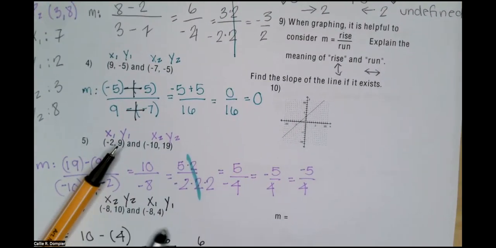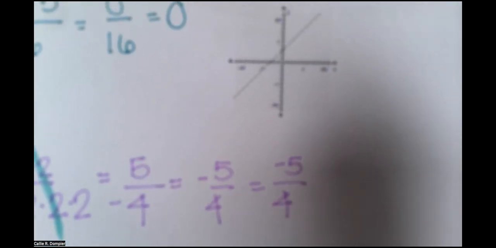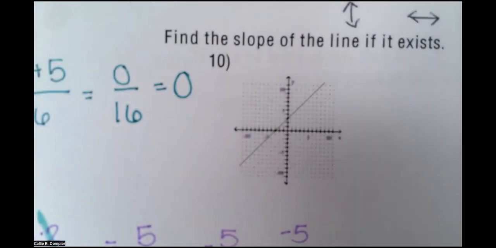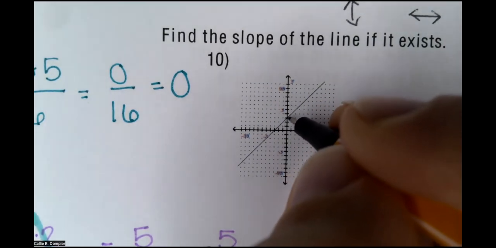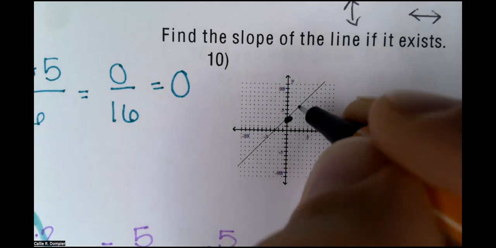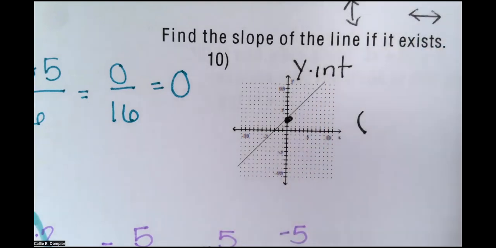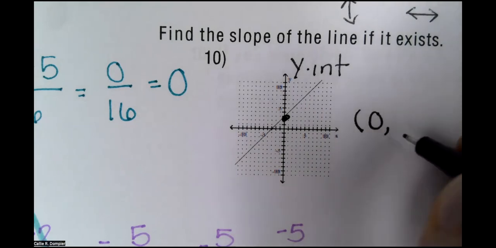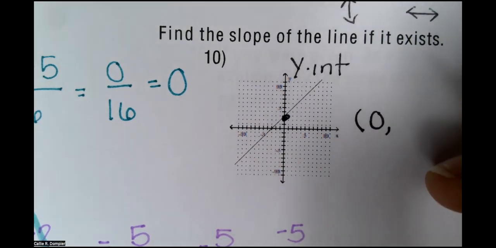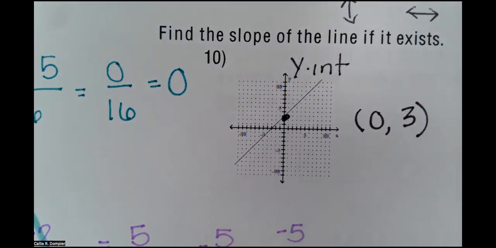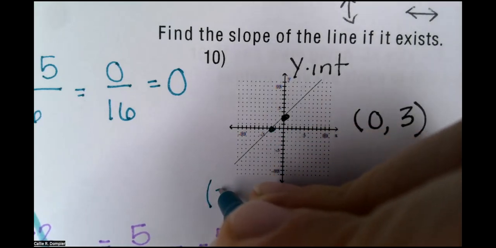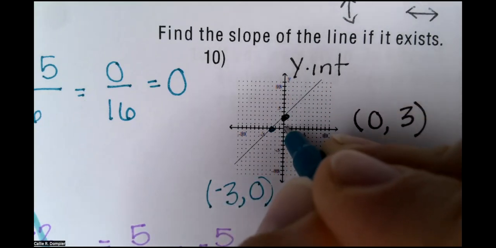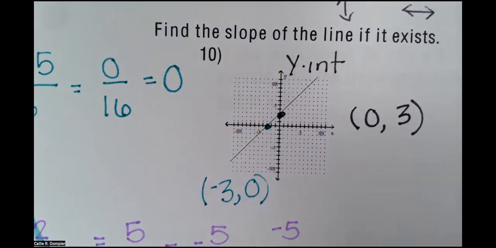Good? Okay, now they're asking us to find the slope of a line. They didn't give us points. We use the graph to find the points. So this is the point 3, or sorry, this point is my y-intercept. My y-intercept always has an x value of 0 because we did not move left or right. We did not run left or right, but we did go up 3. Right? And then my x-intercept is right here. It's going to be -3 on my x, 0 on my y, because I went from the origin left 3, but I did not go up or down. Okay?